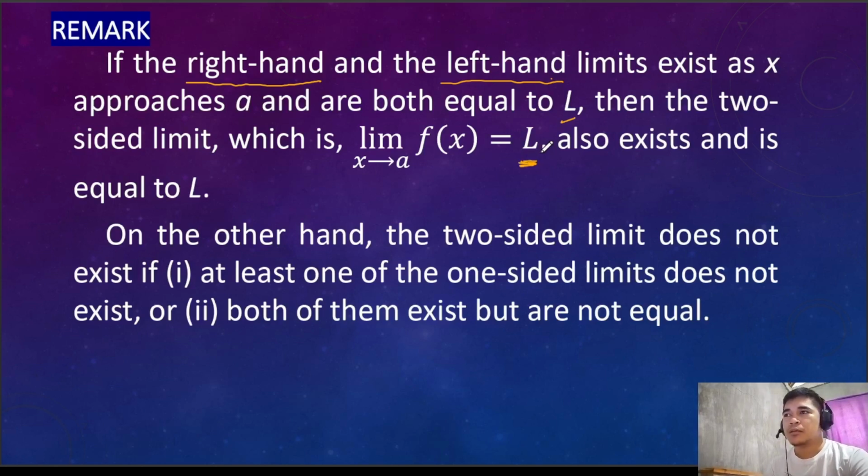Okay? On the other hand, the two-sided limit does not exist. So here are the conditions when the two-sided limit does not exist. First, at least one of the one-sided limits does not exist. Meaning, if the right hand exists and the left hand does not exist, automatically the two-sided limit does not exist. And also in reverse, if the right hand does not exist and the left hand does exist, automatically the two-sided limit does not exist. Or, both of them exist, we have the limit for the right hand and the limit for the left hand, but they are not equal, meaning they are not the same.